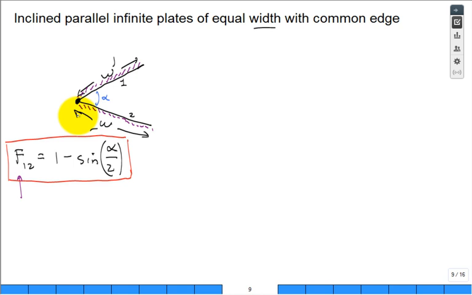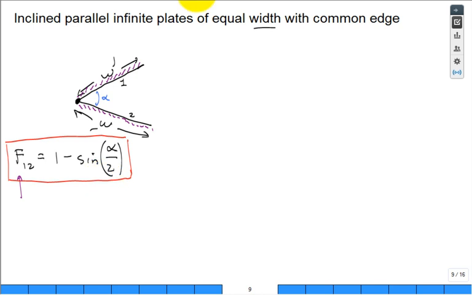Okay, so 1 is the surface of the top plate looking down. 2 is the surface of the bottom plate looking up. And there's this view factor relationship that the view factor from 1 to 2 is equal to 1 minus the sine of alpha over 2. How did they derive that?